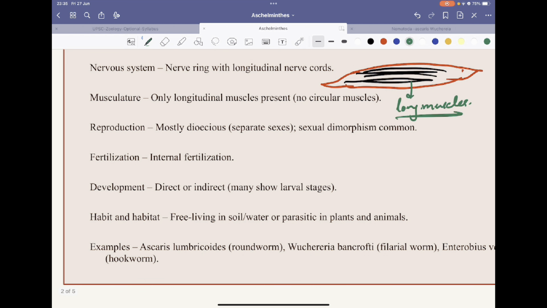Then reproduction: it's mostly dioecious. There is sexual dimorphism, that is male and female are separate, and internal fertilization takes place. The development is direct or indirect. Direct means there are no larval forms, and indirect means they show larval stages. As for habit and habitat, they can live freely or in parasitic forms. They can be aquatic or terrestrial.